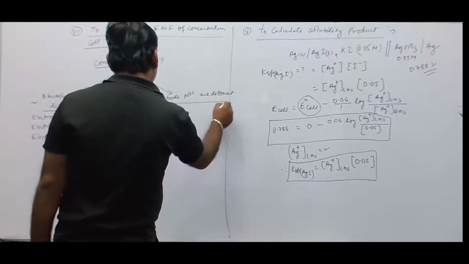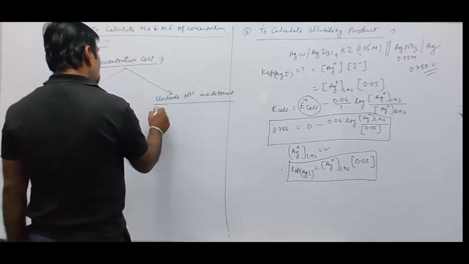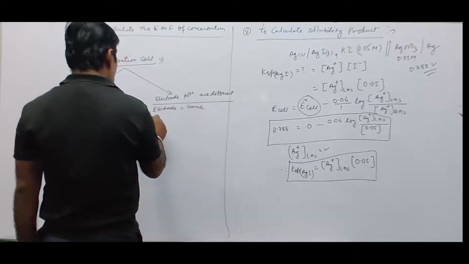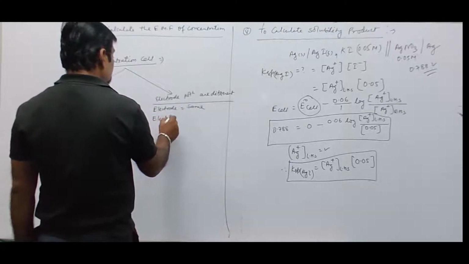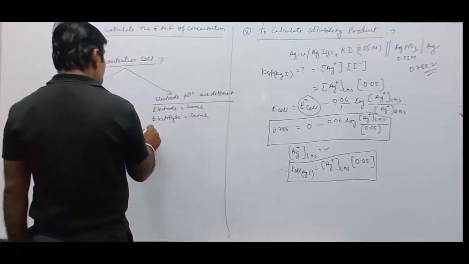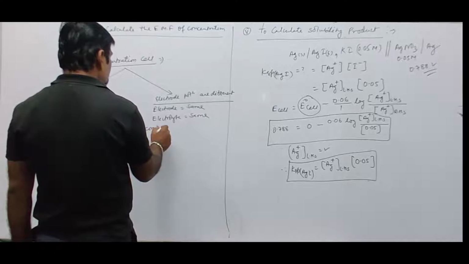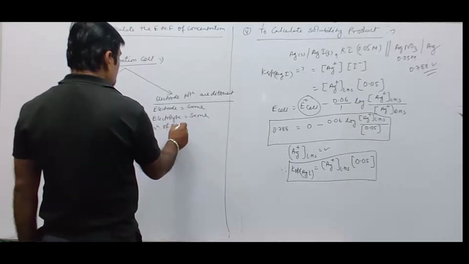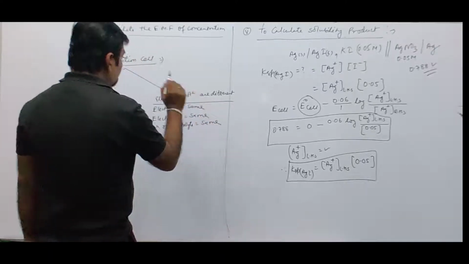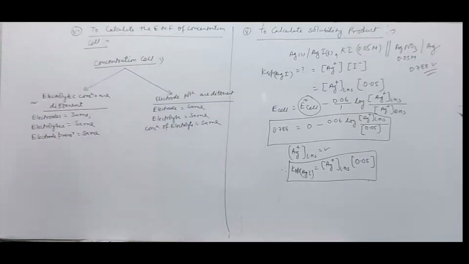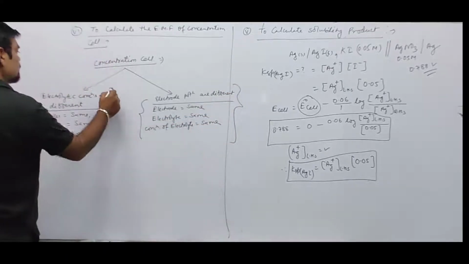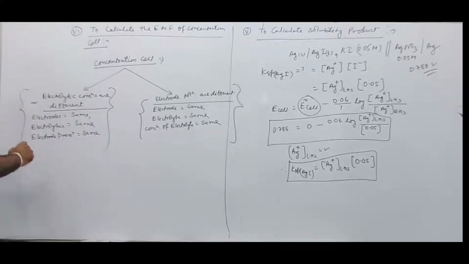Electrode potentials are different, but there is the same electrode, same electrolyte, same concentration of electrolyte. Only electrode pressures are different. Then such type of electrodes, this is another type of concentration cell.